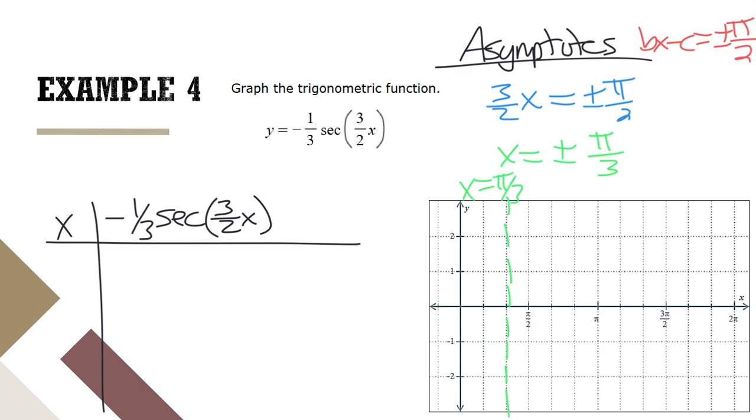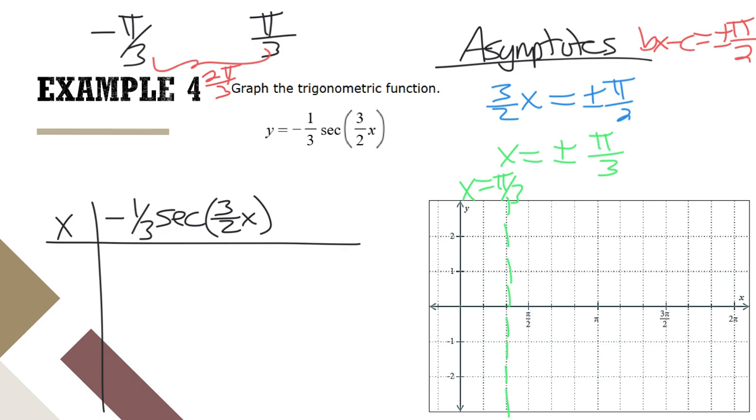Now to find where the next asymptote is pretty easy. We have both positive and negative pi over 3. So we have negative pi over 3 for an asymptote and positive pi over 3 as an asymptote. How far apart is that? We subtract the difference of these and make it absolute value, which gives us 2 pi over 3 apart from each other, which is actually half of the period.